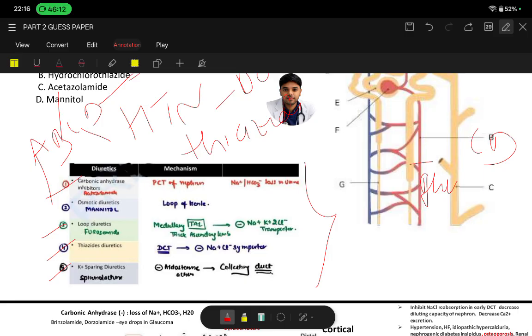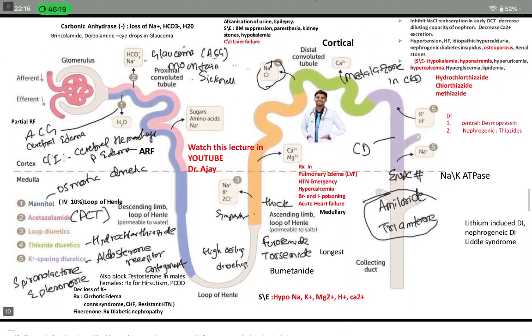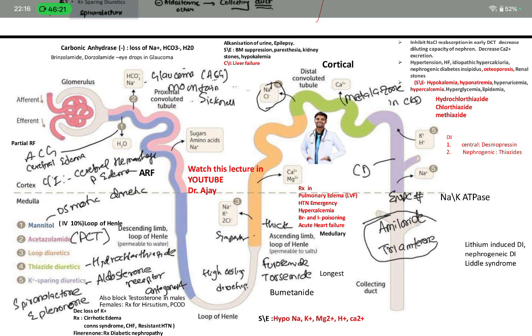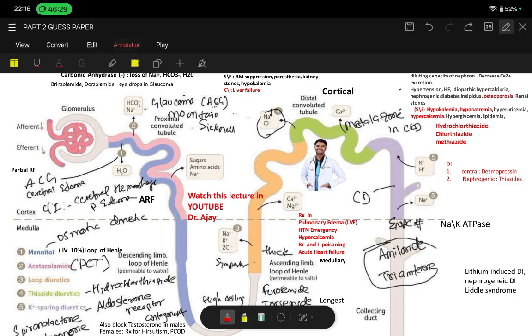What is the mechanism of action? Where are they going to act? You have to remember everything. So this table may look very scary for you, but don't worry. I am going to make it very simple for you. Okay? Very simple.